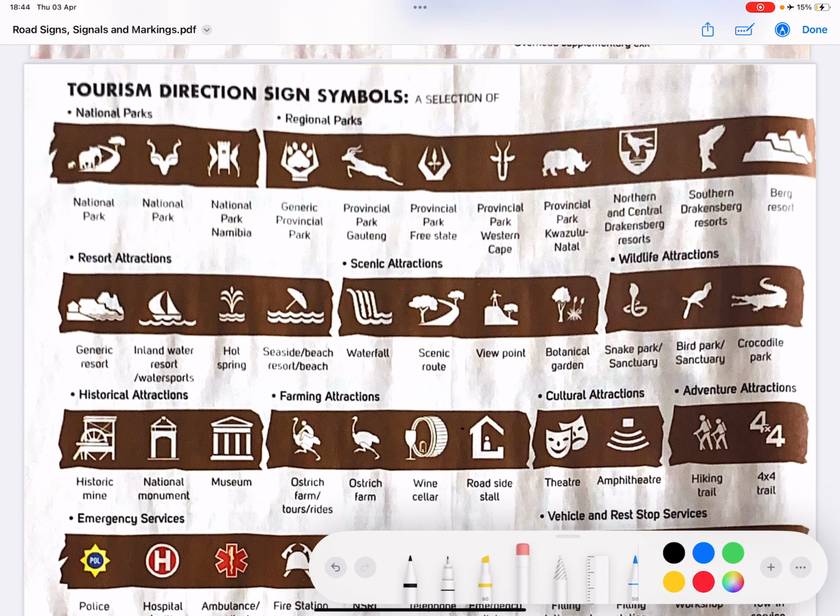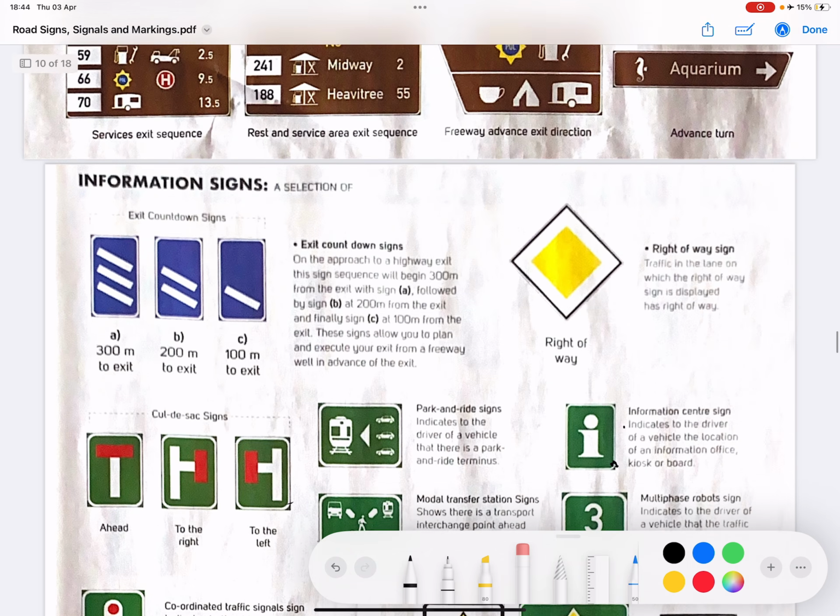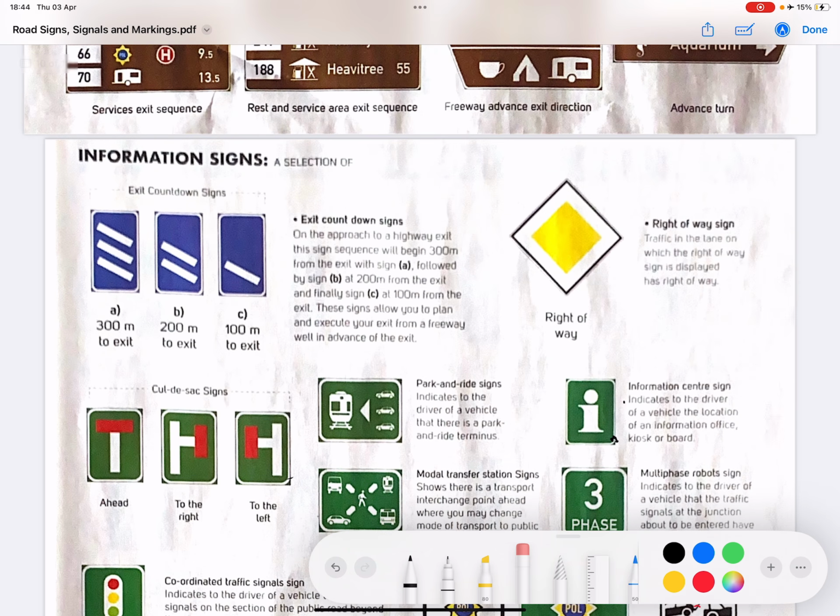Excuse me. Right. So now let's go down to the information signs. So the information signs, again, they are for your information. FYI, for your information, so that you don't get lost. Okay. So these ones are called exit countdown signs. Exit countdown. They are counting down for you. They are telling you that in 300 meters, you are going to exit.